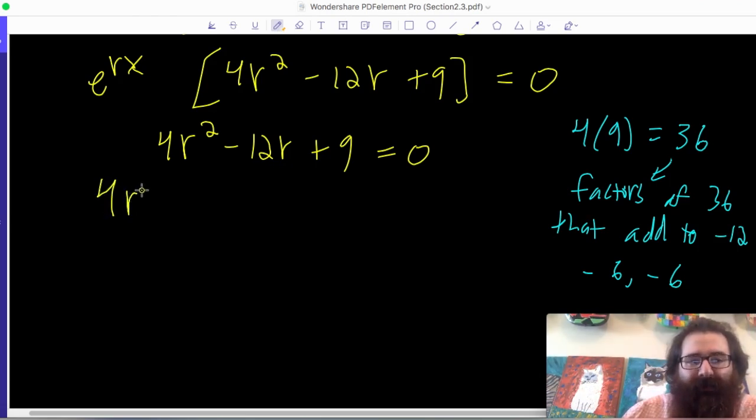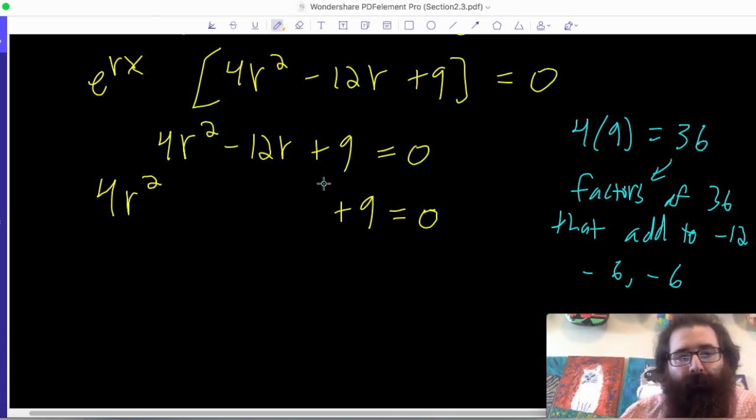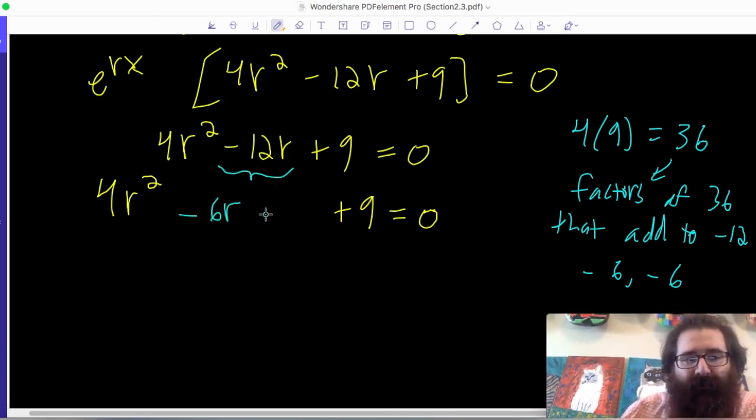If you've seen this, it might be a while since you've actually used it, because this is very much a pre-calculus topic, but a very cool one. Let me know on our discussion board for our class if you think this is kind of cool. We're going to rewrite the negative 12r as negative 6r minus 6r. That's where these numbers come into play. Here they just happen to be the same, but if they were different, I would still use those two numbers to rewrite that middle term.